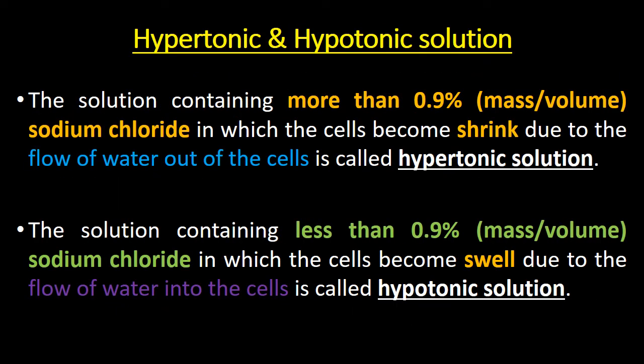Let us know about hypotonic and hypertonic solutions. The solution containing more than 0.9% sodium chloride, in which the cells shrink due to the flow of water out of the cells, is called hypertonic solution. But the solution containing less than 0.9% sodium chloride, in which the cells swell due to the flow of water into the cells, is called hypotonic solution.